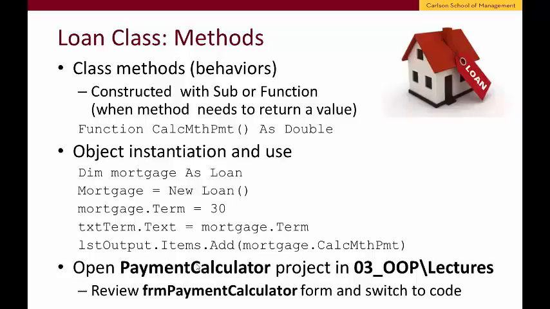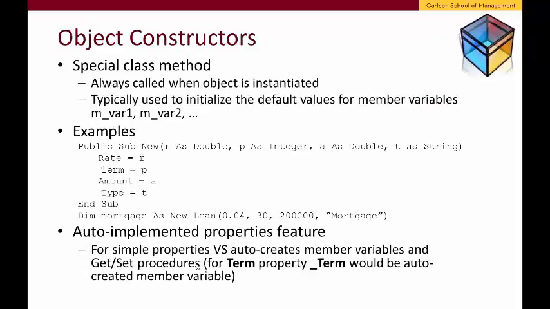Okay, at this point, we will open the payment calculator project from the 03 OOP folder in the lectures subfolder. We'll review the FRM payment calculator form and switch to the code. We'll then begin programming the loan class and use it in the main program shortly. I'm actually not going to do that right now. Before I do that, I will go through two more slides.